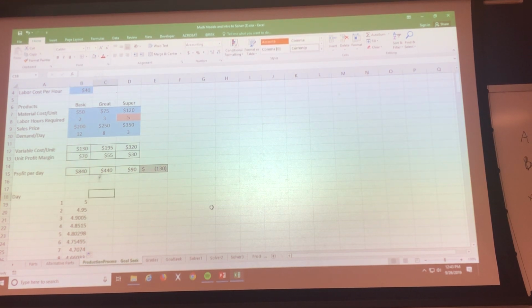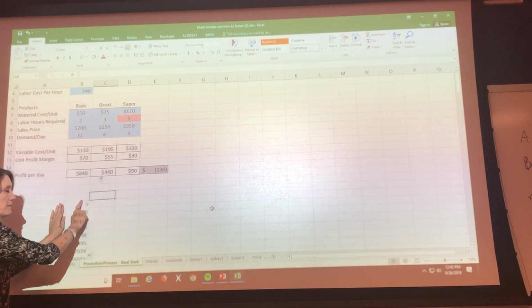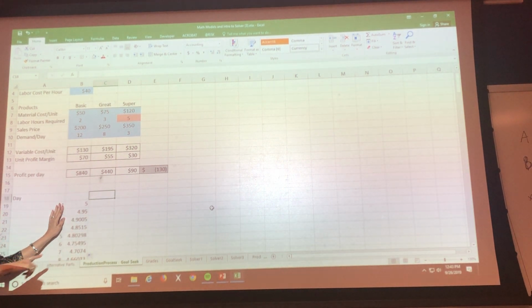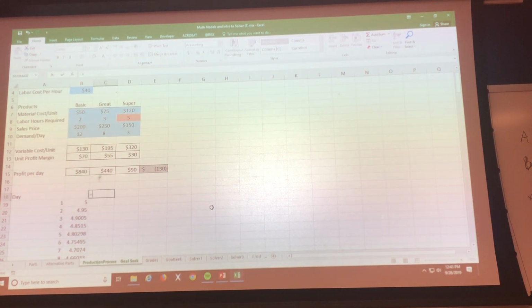What was my point in doing that? Is to figure out on what day do we eventually not lose money? Do we eventually kind of break even? Well, if this is gonna be my input, these are just labels, okay? Those are just labels. If this is gonna be my input, varying the time that it takes them to do the super widget, I need to know what's my output. Well, my output would be looking at profit level, to see what that would be.